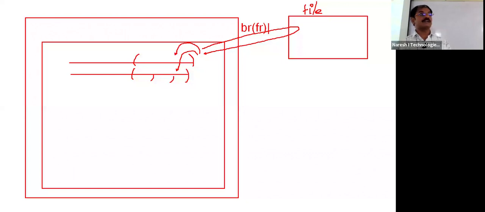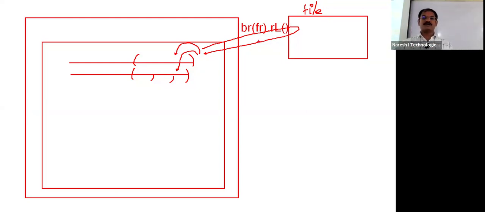If I use a BufferedReader of FileReader, then next what method do I have to call? The readLine method. BufferedReader dot readLine method. Then it reads the first line, second line, third line, fourth line. Totally, how many times should I call the readLine method? 4 times. Everyone understand? I should read 4 times.